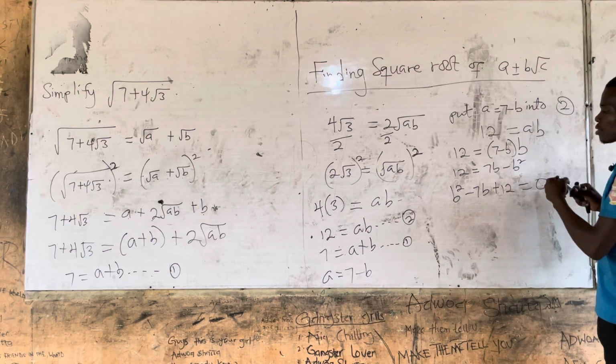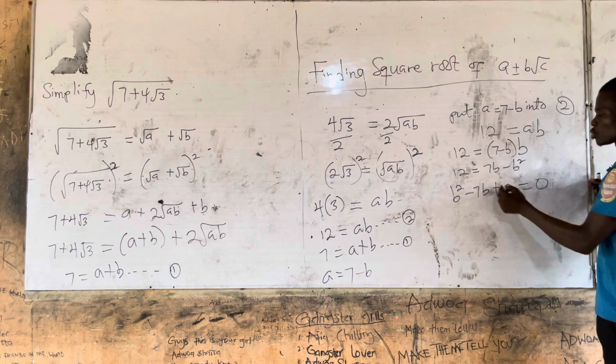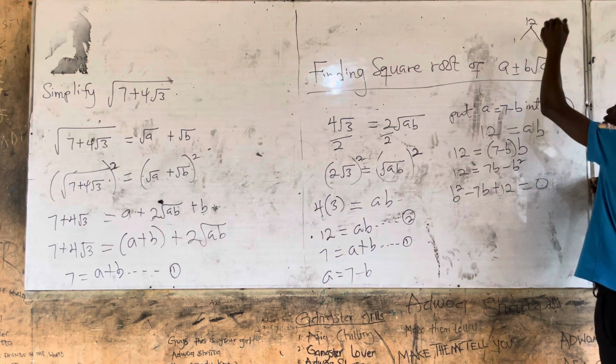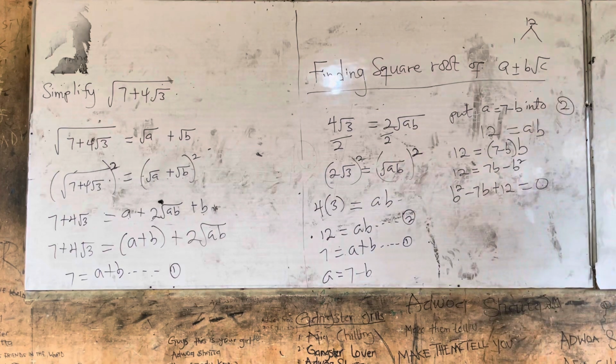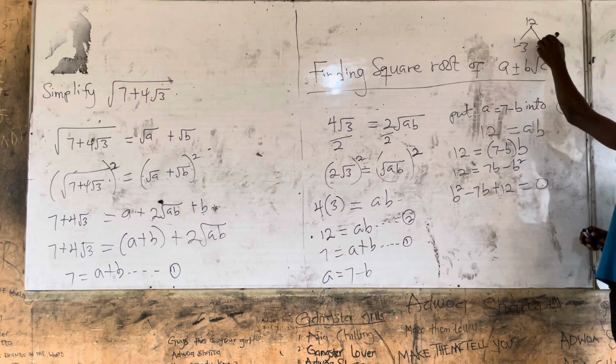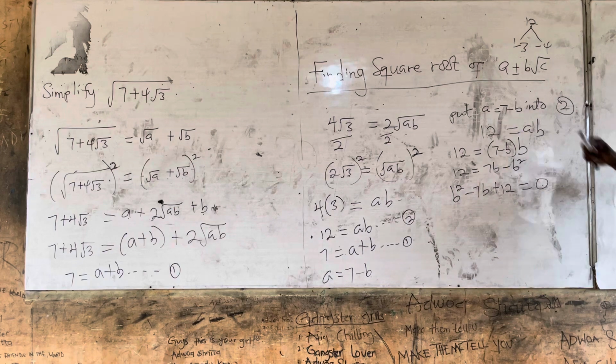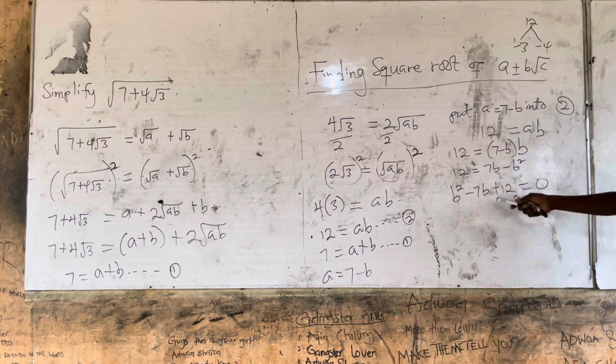The coefficient here is what? 1. So 12, 1, 12. Now the factors of 12 that will add up to negative 7, but when we multiply, give positive 12, is what? Minus 3 and minus 4. So minus 3 times minus 4 is positive 12, and minus 3 plus minus 4 is minus 7.